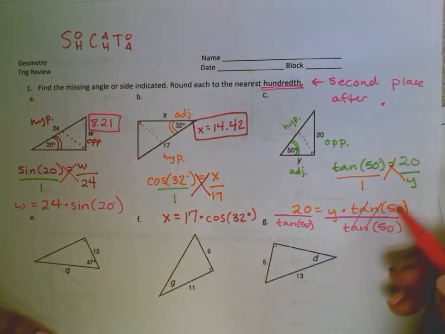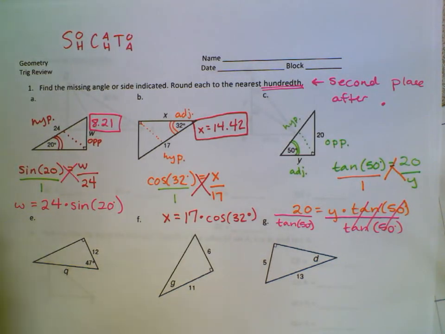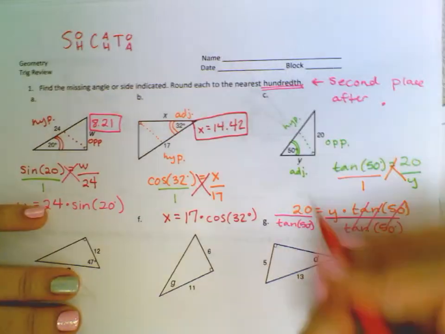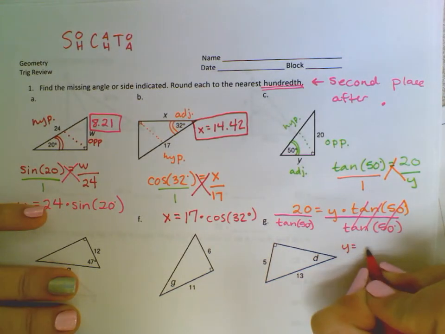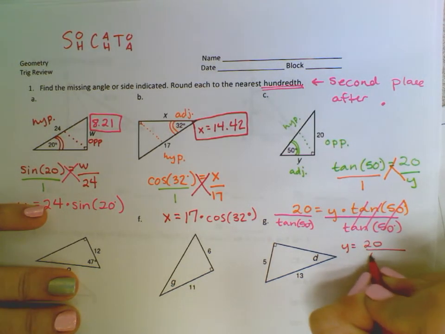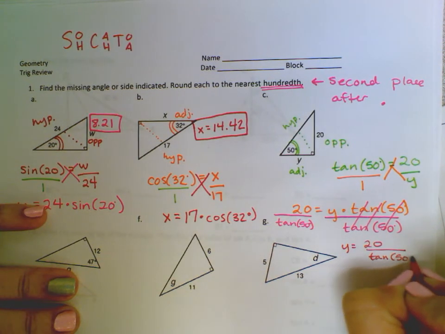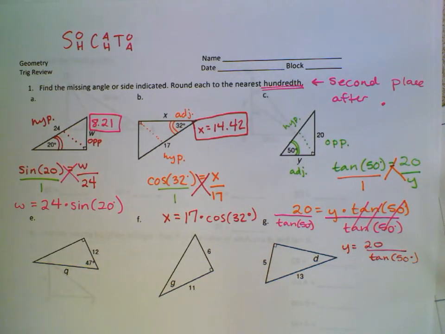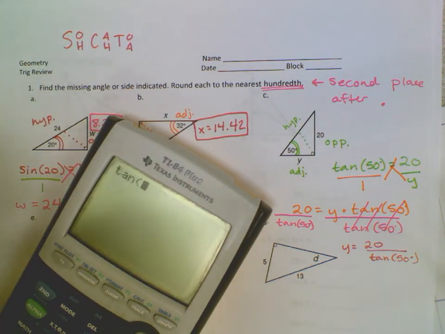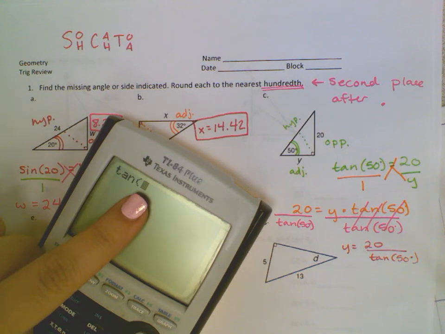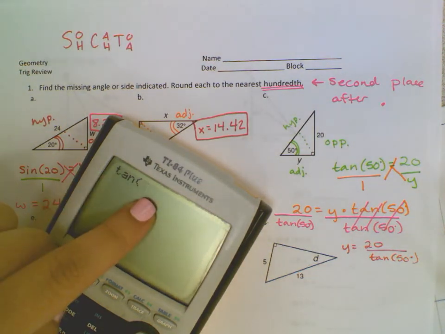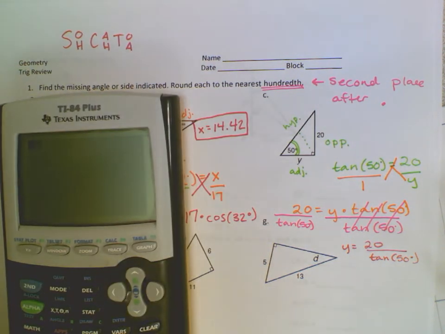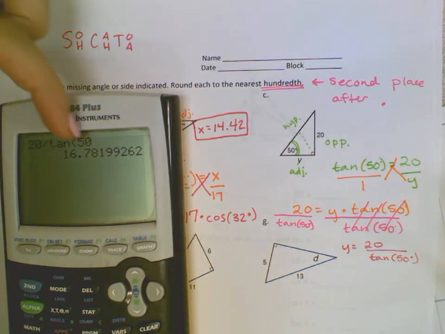Tangent over tangent just becomes a 1. They cancel each other out. So y equals 20 over tangent of 50 degrees. Keeping in mind that tangent of 50 is one unit. Whenever I press tangent, a little parenthesis pops up because it's saying tangent of what? That's all one piece. So 20 divided by tangent of 50 gives me 16.78.